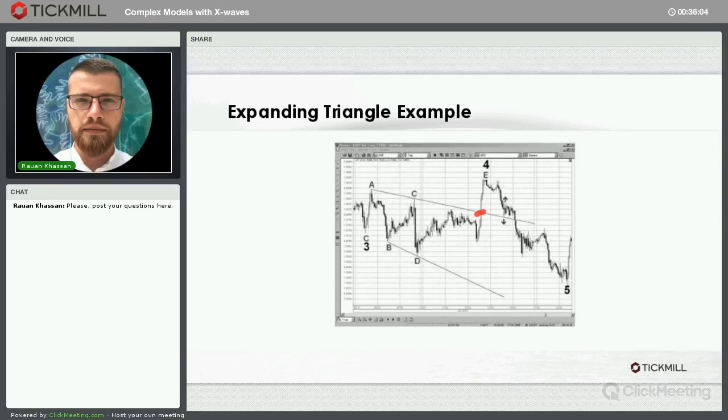The same as in case of symmetrical triangle, there could be exclusions when wave B or wave D is the shortest wave, which is not corresponding to the original idea behind expanding triangle, but that happens rather rarely.